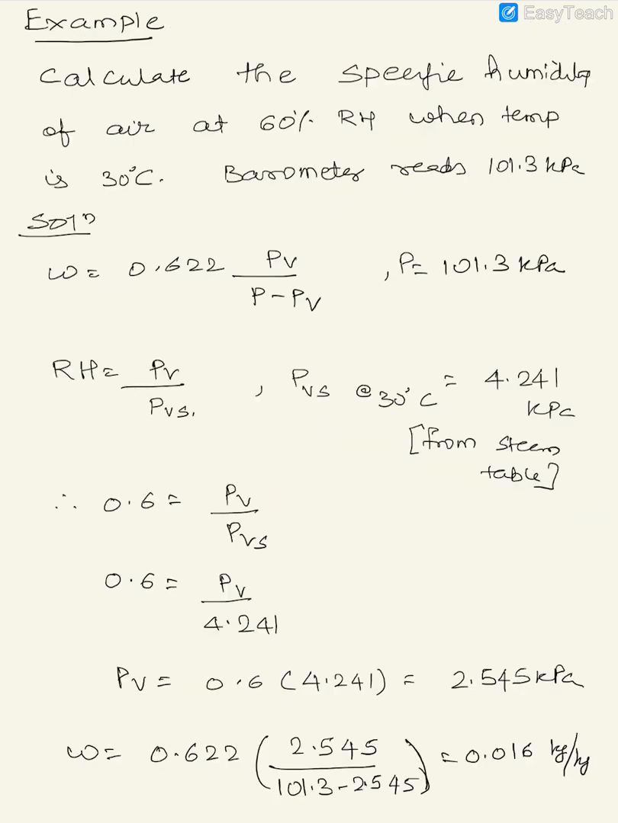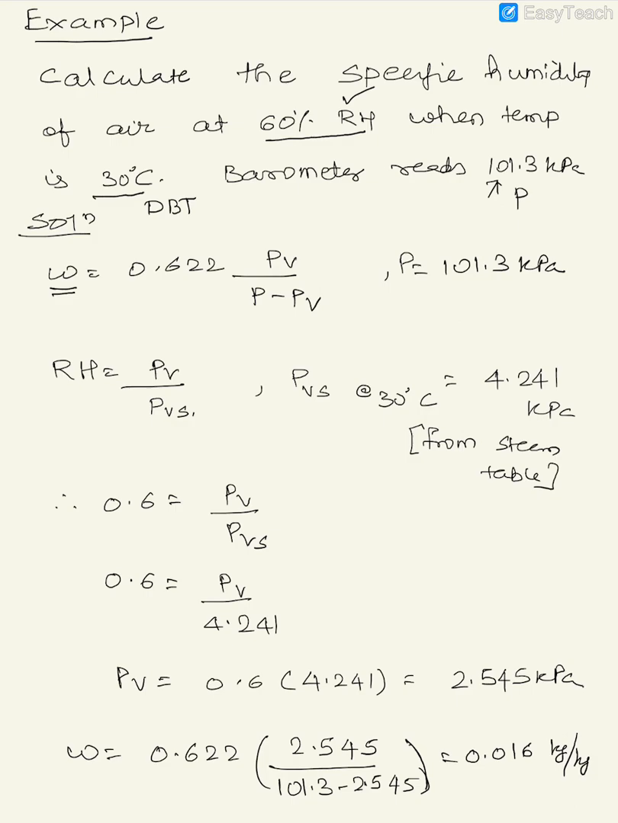One problem I would like to discuss. In this problem, specific humidity omega is to be calculated, relative humidity is given as 60%, the dry bulb temperature is given as 30 degrees, and the total pressure is given as P equals 101.3 kilopascals. You are required to find omega.